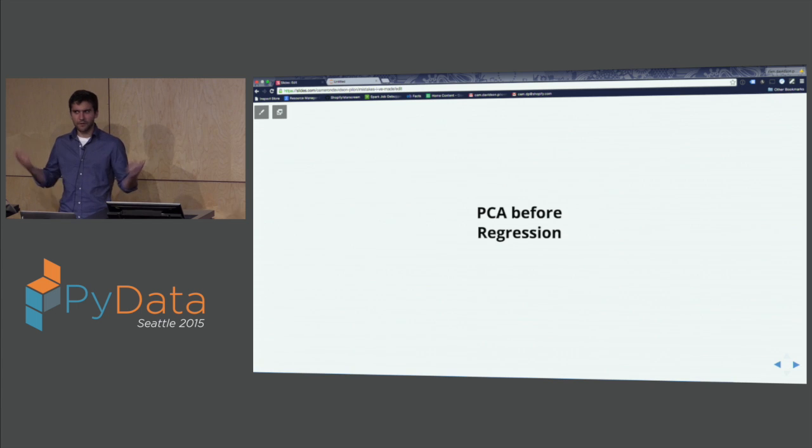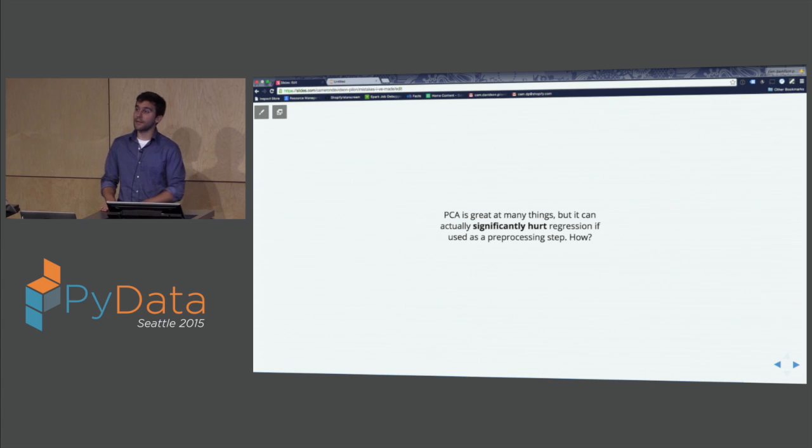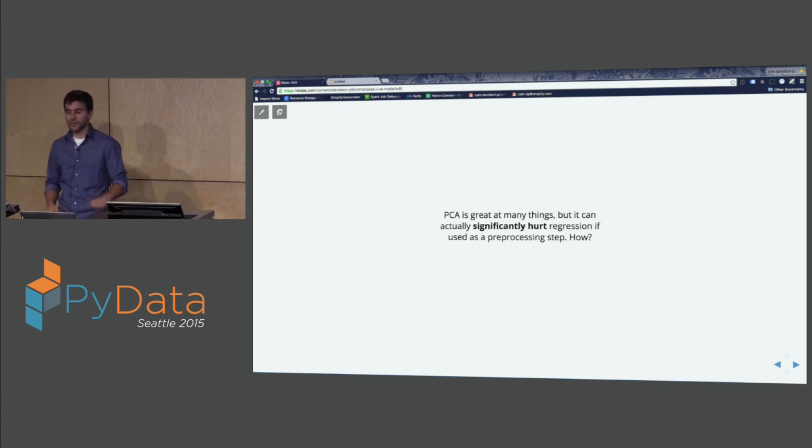This is something that sounds reasonable, and you might see it in texts and tutorials online, and even in textbooks or what your professor might teach. PCA is great at many things, but it can significantly hurt regression if it's used as a pre-processing step. How does that occur?